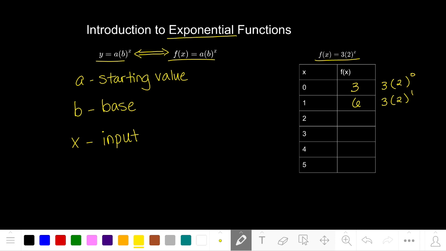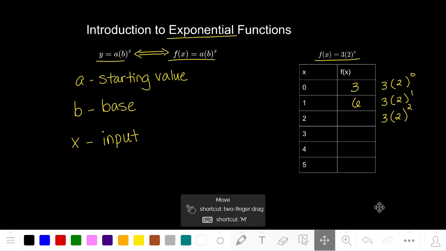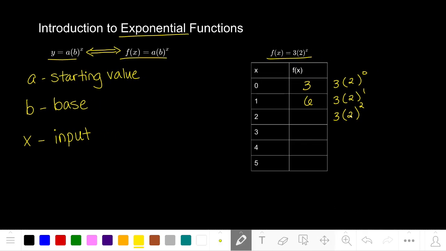Now, this is where things start to get interesting. 3 times 2 to the second power. Well, 2 to the second power, that's 2 times 2. So we have 3 times 2 times 2. 3 times 2 is 6. 6 times 2 is 12. And I'm hoping you can start to see the pattern here. Every time we go up 1 in the exponent here, we're going to add another 2 to the end of this chain of factors. 12 times another 2 would give us 24. 24 times another 2 would give us 48. And 48 times another 2 would be 96.